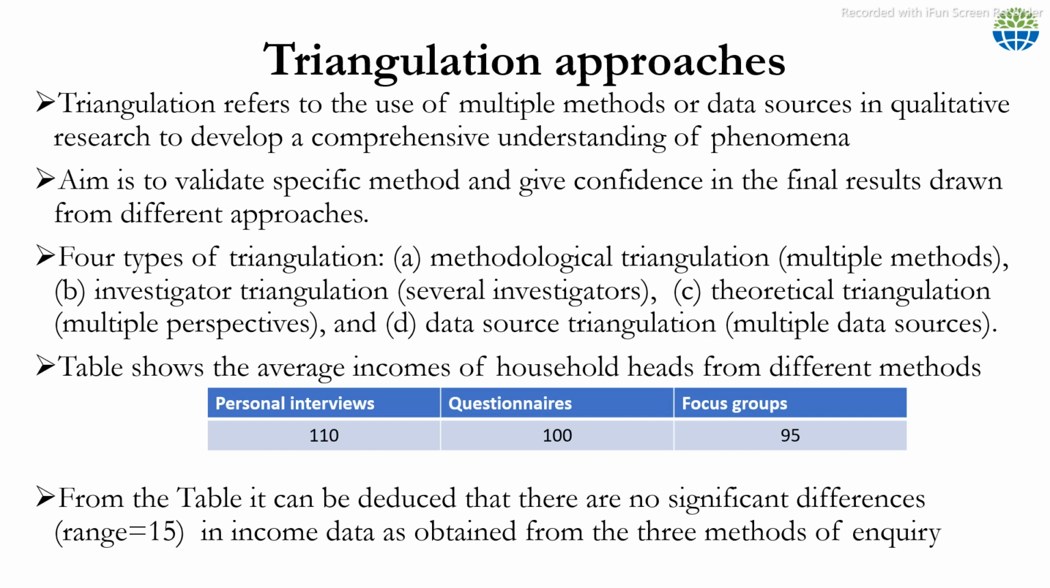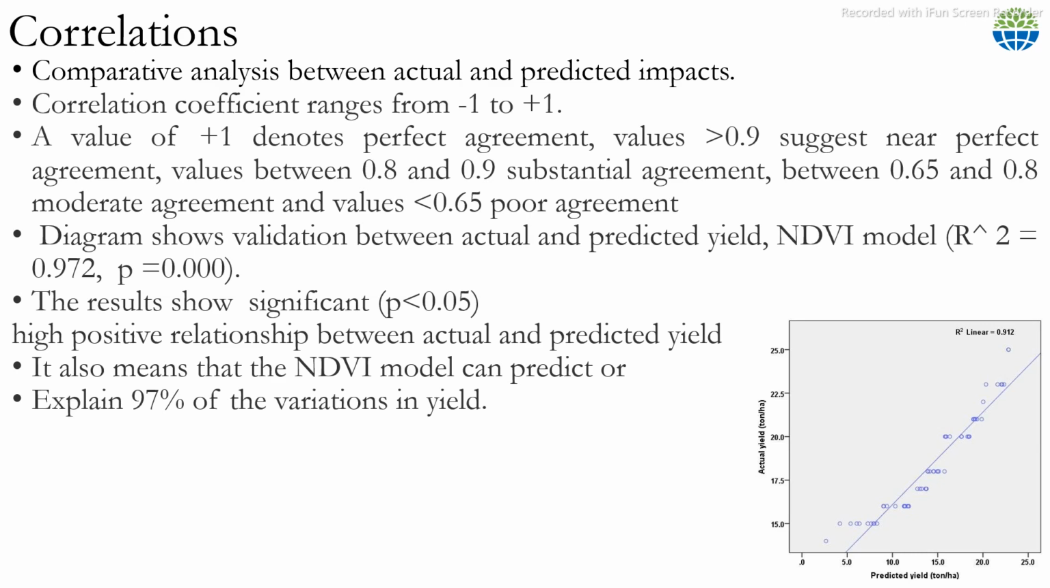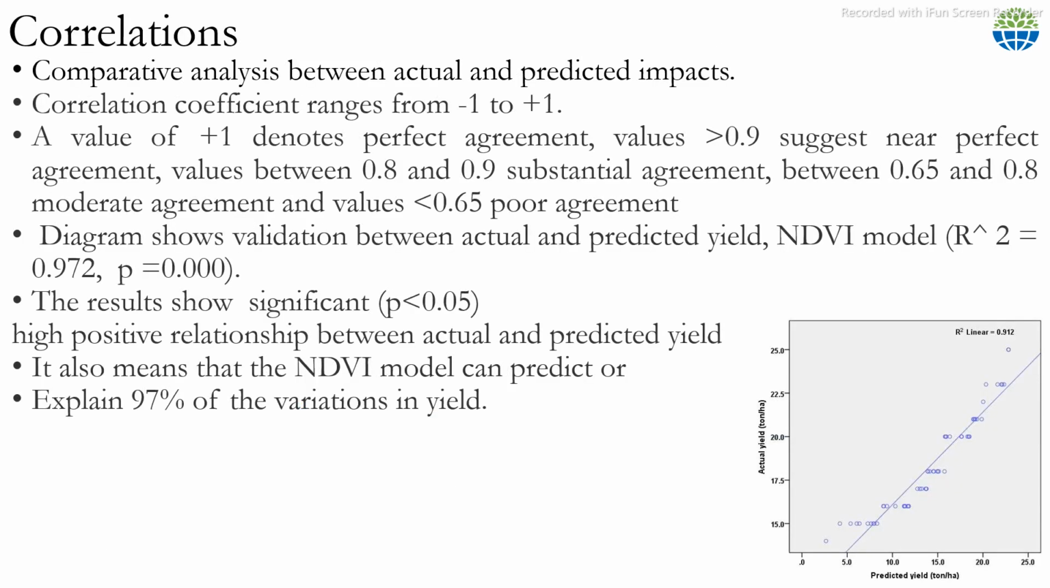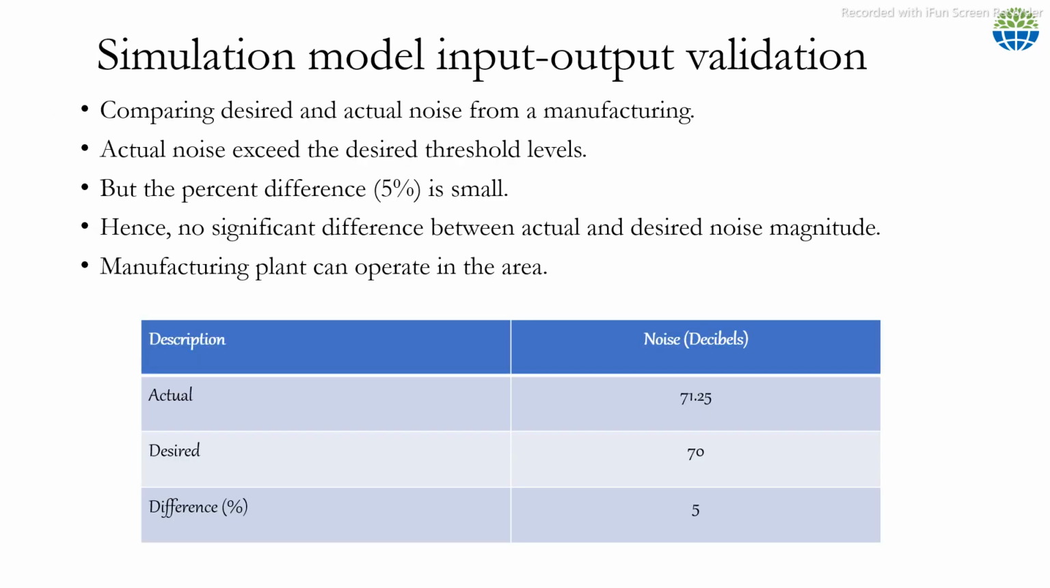So in that method we can check whether the data is correct or not. Also we can go for correlation if the data has been generated from different sources. Suppose we take data for personal income, average income from personal interviews, then from the questionnaire, from the focus group, and then we have to check with the correlation.